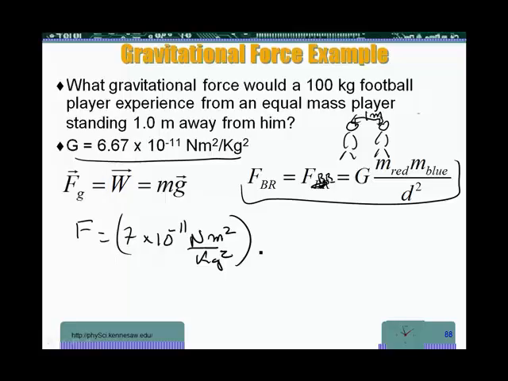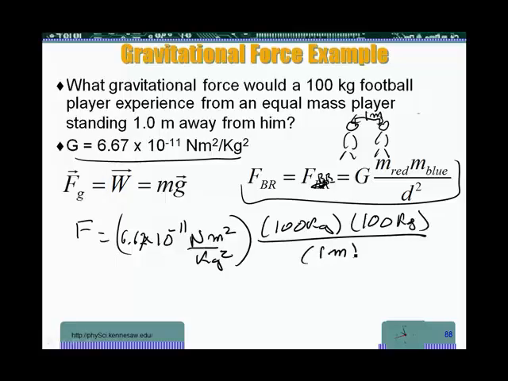Or what the heck, let me calculate it precisely. A thought crossed my mind that some of you might want me to calculate it precisely. So that's why I'm going to do it right now. 6.67 times 10 to the minus 11 newton meter squared per kilogram squared, times the mass of the first football player, which is 100 kilograms, times the mass of the other football player, which is another 100 kilograms, over 1 meter squared.